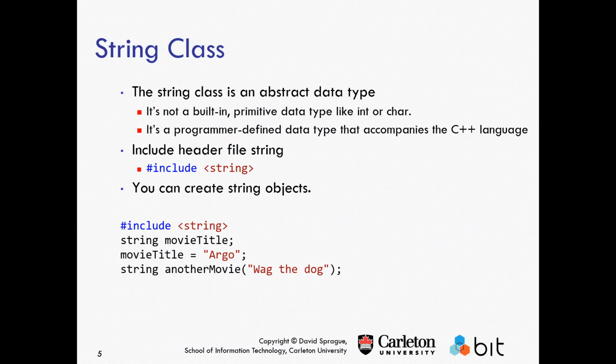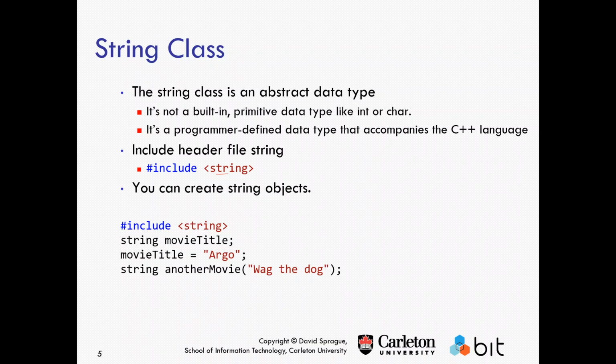So the string class is an abstract data type. It's actually not primitive at all. You would have to pull in the string header, right? I need to include string. They are programmer defined. Somebody else did it. They're not native to C and C++. You have to include this other library. But once I do, I can make a string object.